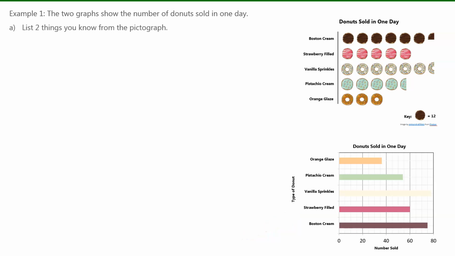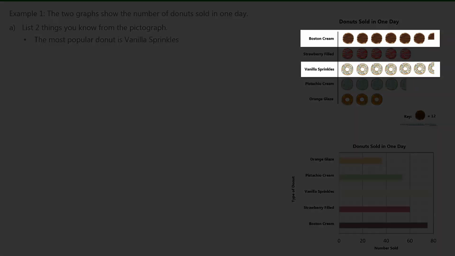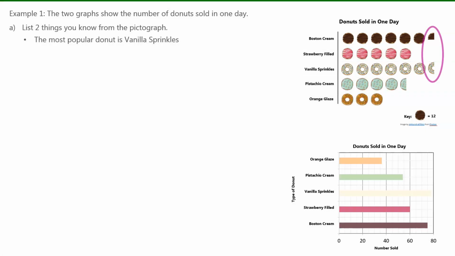Well, there are a number of different things that you can identify by looking at this pictograph. One thing that I see is that the most popular donut is vanilla sprinkles. You can see that vanilla sprinkles and Boston cream are pretty close, but for vanilla sprinkles the last donut is a half and for the Boston cream it is a quarter. So obviously vanilla sprinkles is more.